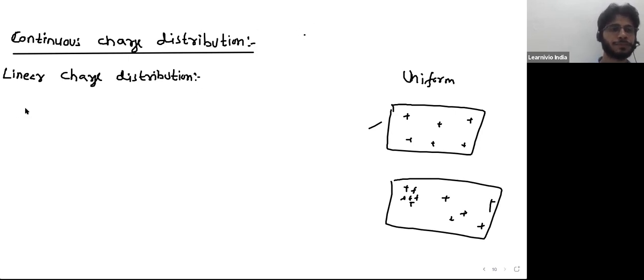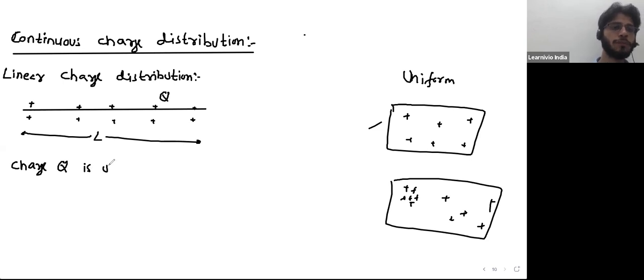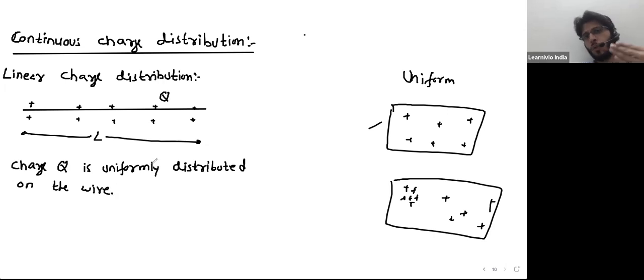So for linear charge distribution, I take a wire. This is a one-dimensional wire, and I distribute charge uniformly on this wire. The length of the wire is L and the charge of the wire is Q. So I will say that charge Q is uniformly distributed on the wire. We distribute a charge Q over the wire.